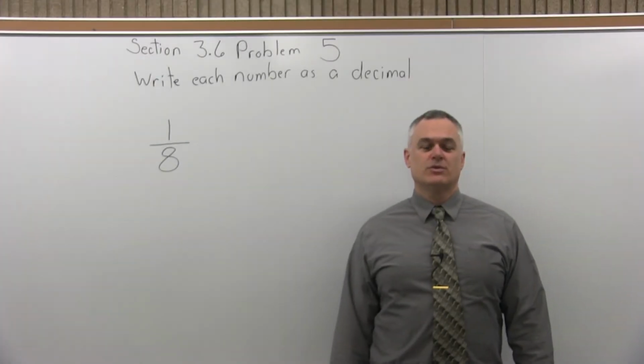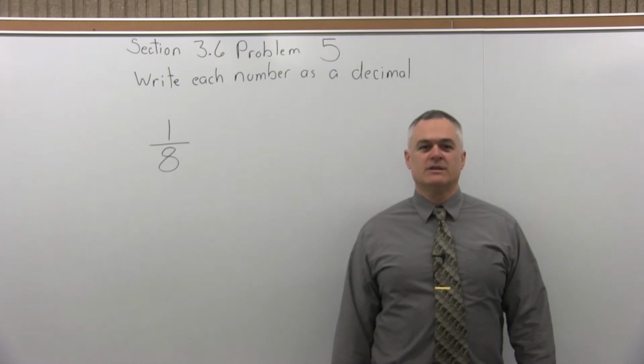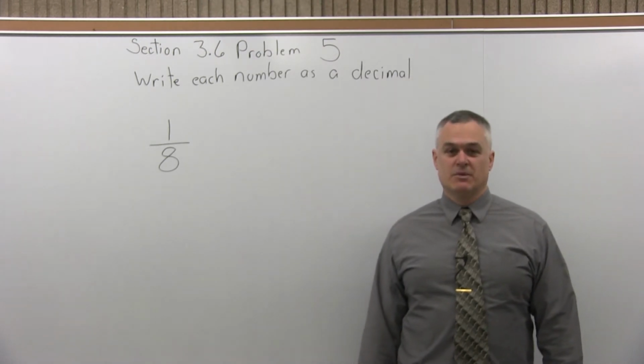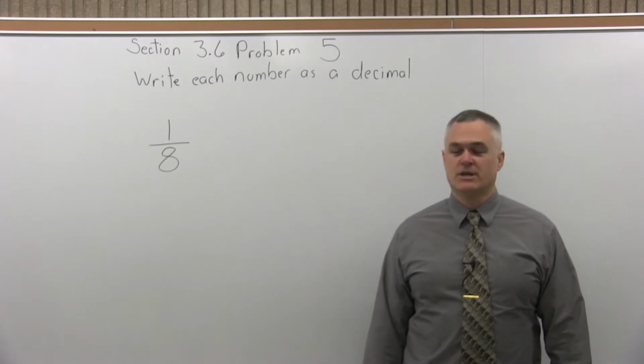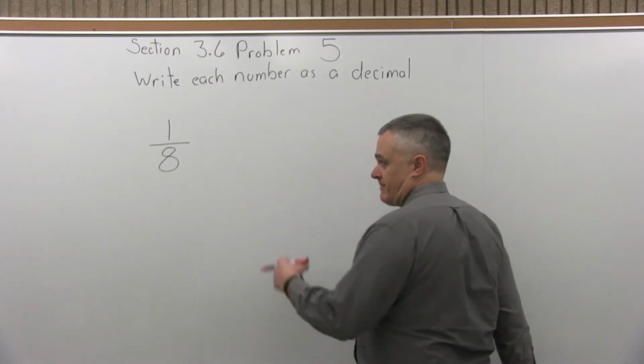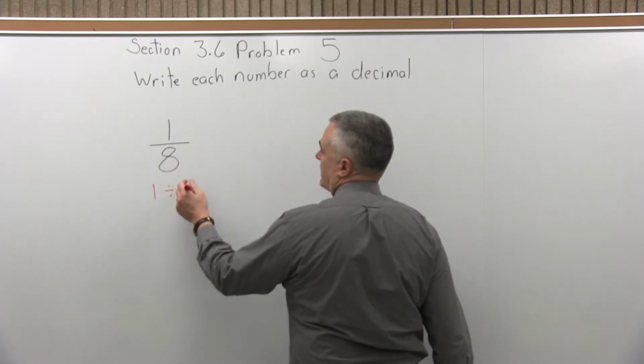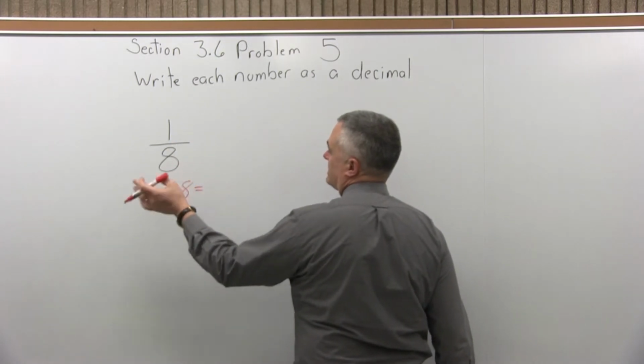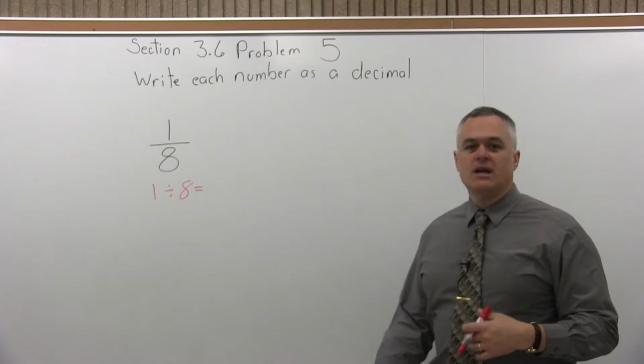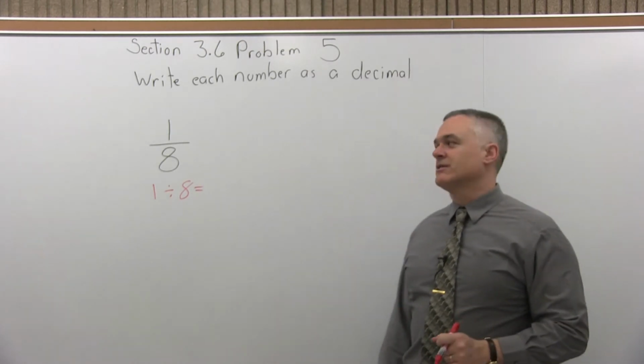This is Section 3.6, Problem 5. It says write the number as a decimal, and we have the fraction 1/8, write it as a decimal. Now, if you have a calculator that you can use, what you do is you do the numerator of the fraction, divide by the denominator, in this case 1 divided by 8 equals, and you'll get the answer right away, if you have a calculator.